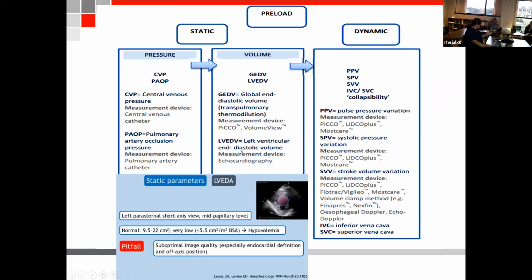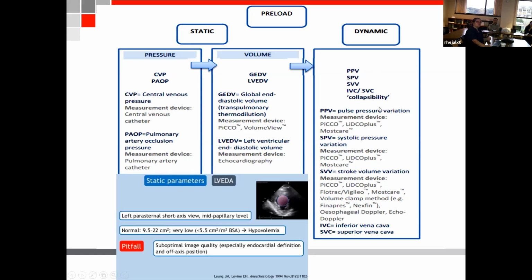And those are static. Like, it's a one-time thing, you don't know what happens if you do it. And then the more logical thing nowadays that we are doing is trying to dynamically figure it out, meaning you have an action, and according to the action, determine if the volume status improved, indicating that your Frank Starling's curve is optimized. And there are certain parameters that you can look at.